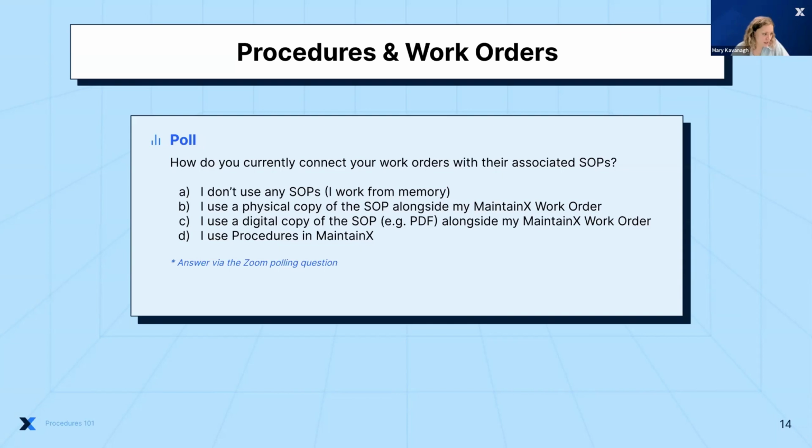So highest component, 39% using a digital copy alongside the work order. A third using procedures in MaintainX. Good job. Let's see if we can get you some more functionality. And about, let's call it another third-ish, either not using SOPs and working from memory or using physical copies.